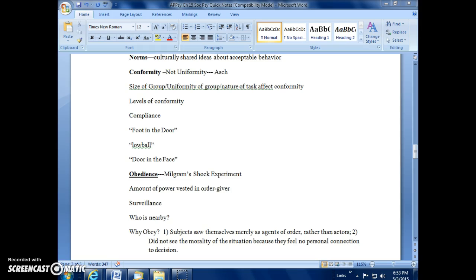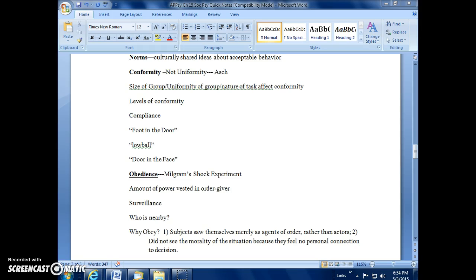In Milgram's Holocaust experiment, people obeyed because they saw themselves merely as the agent of order rather than actors, or in other words, the people running it. So the view was that the experimenter would have to take all the grief if somebody was hurt, not they themselves, because they were just following an order that was given by somebody in authority. Again, taking away your sense of a connection or buy-in to something makes you less likely to feel like you're part of it, and thus look at things very differently.